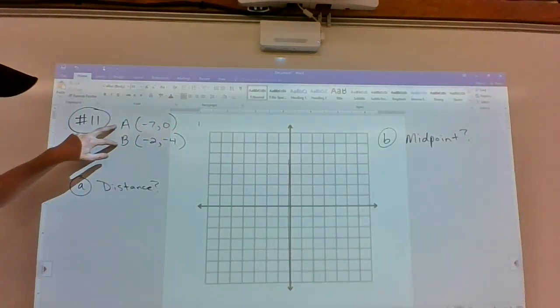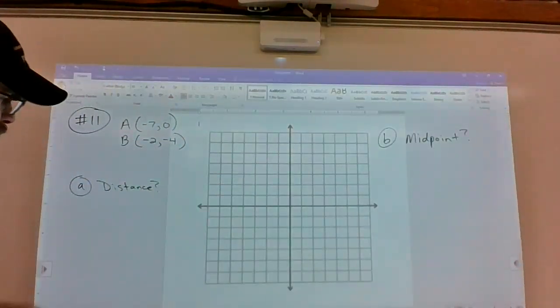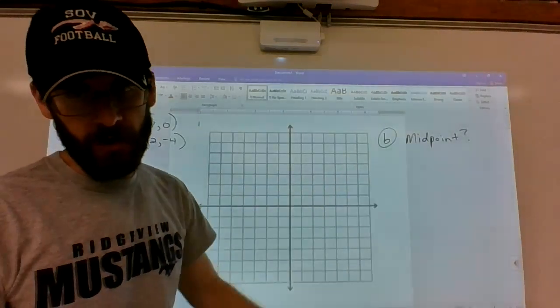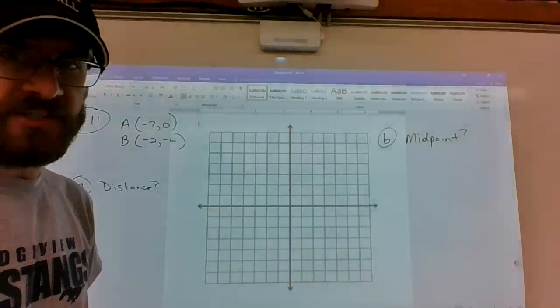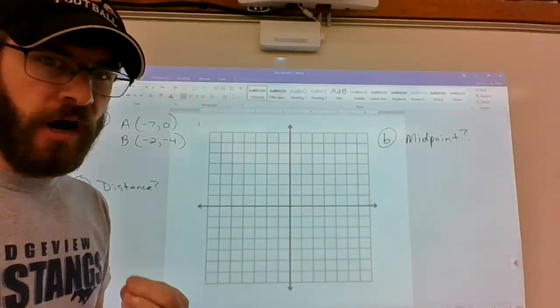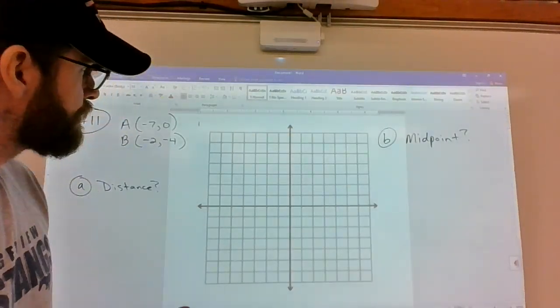Alright, so they give you 2 points, and they ask you to determine the distance between the 2 points and the midpoint. Now in previous math classes you have used the formulas. I want to make sure you're rock solid on how those formulas came about.